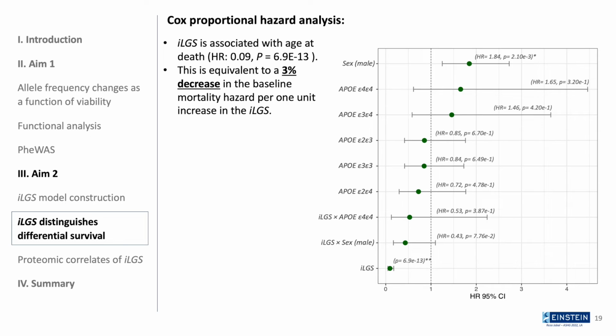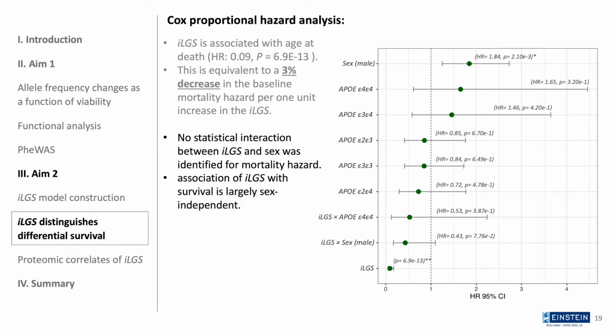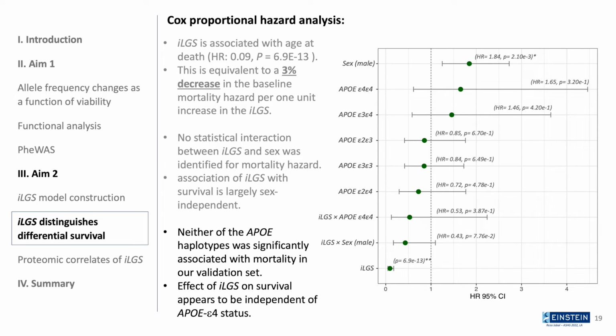To put it into context, for every 1 unit increase in iLGS value we see a 3% decrease in the baseline mortality hazard. We also investigated whether the association of iLGS is mediated through gender status or ApoE4 haplotype, for which no statistical interaction was identified. This shows that the association of iLGS with survival is independent of gender and ApoE4 status.